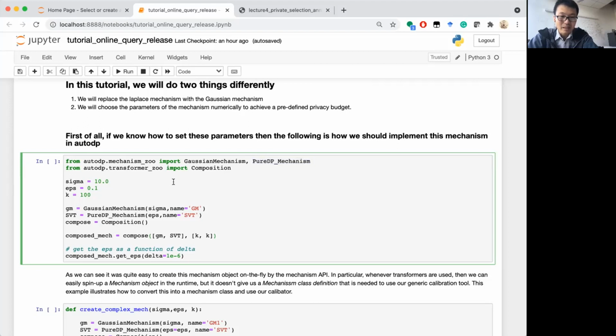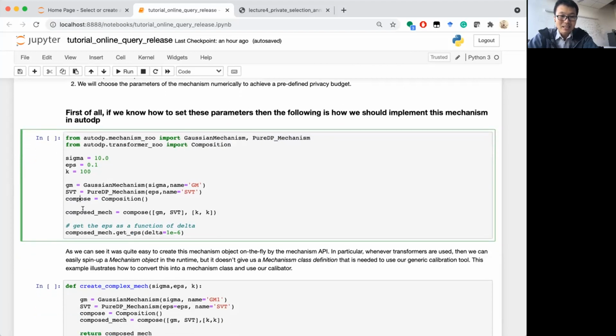Then I also import the composition from the transformer zoo and instantiate it as a callable object, compose. In the next line, I compose these two mechanisms each k times, and this completely describes the private multiplicative weight algorithm when its parameters are set to these three numbers.